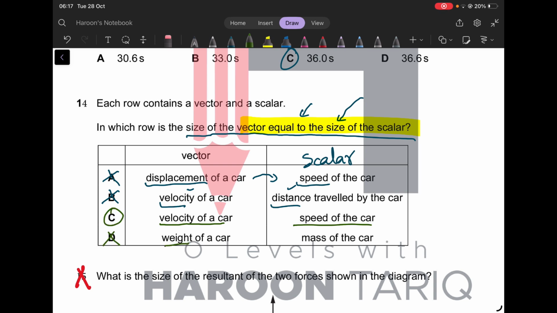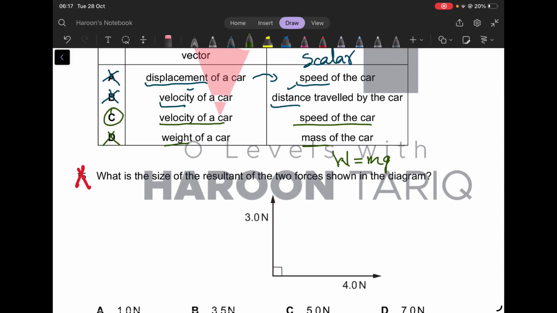And for D, you can see this is weight, this is mass. Are they the same? Not really. Weight is actually equal to mg, mass multiplied by gravitational field strength. Their size is not equal. So the correct answer has to be C.